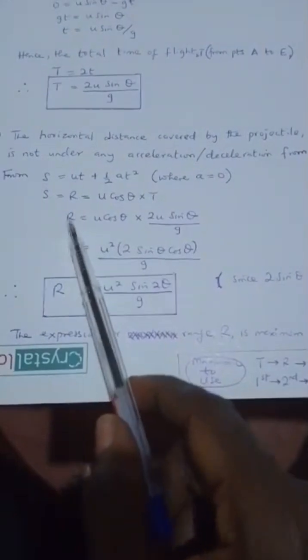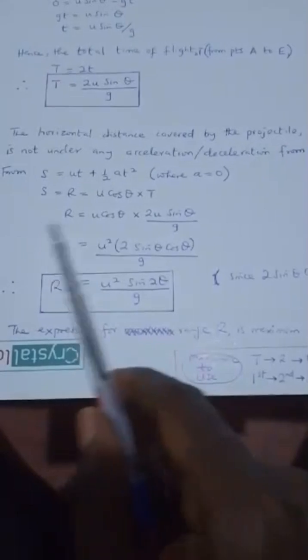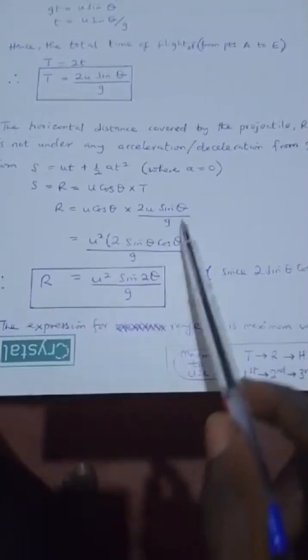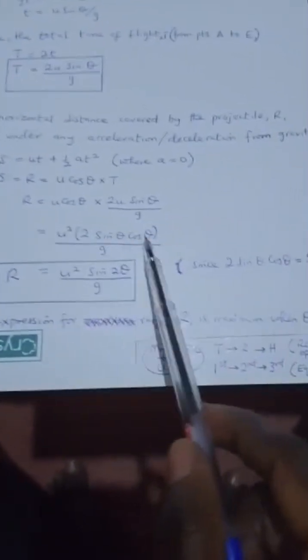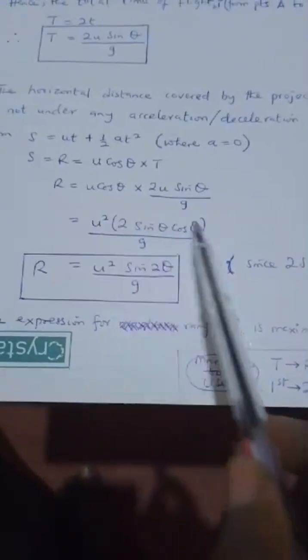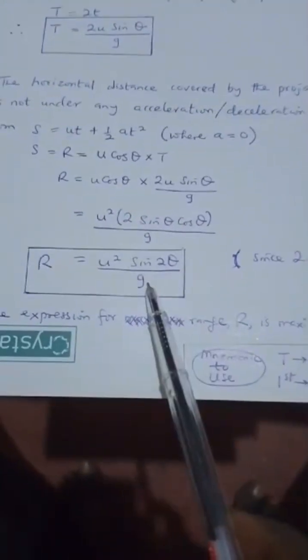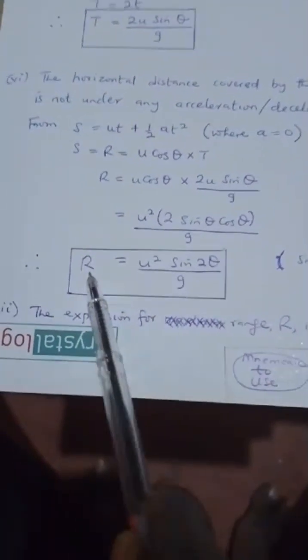Okay, so still on our horizontal distance represented by r, range. That's the maximum horizontal distance. We're saying that this expression 2 sine theta cos theta can be shortened into sine 2 theta by use of, remember, your trigonometric identities. So 2 sine theta cos theta can just be shortened as sine 2 theta. So this in bracket is simply u squared sine 2 theta all over g. So this is the shortened form of our maximum horizontal distance, called range.